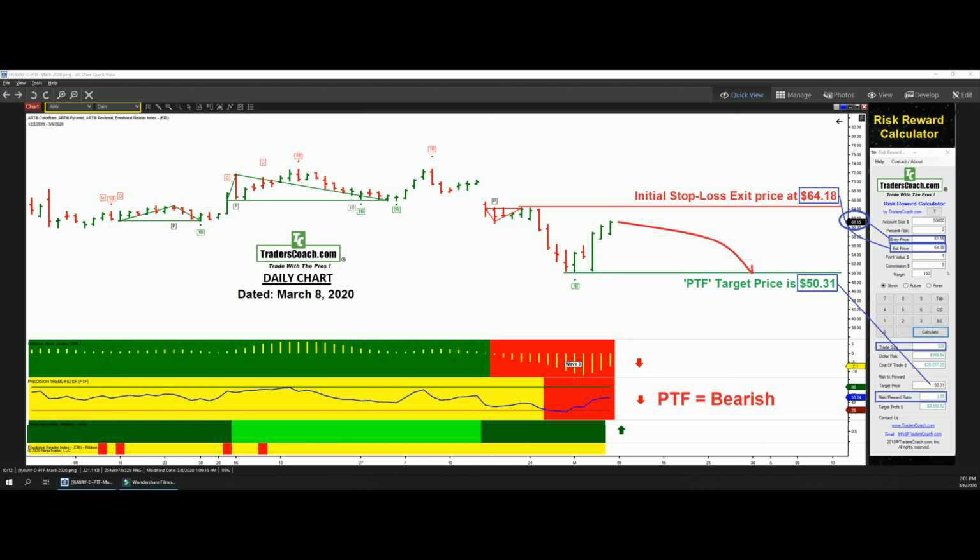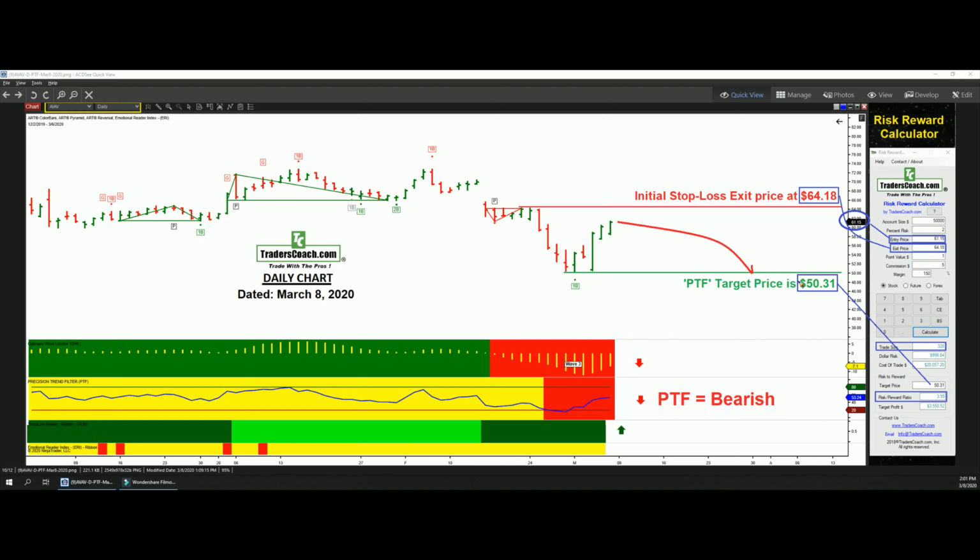What we want to pay attention to on this chart is that each price bar represents a full day of activity. This is a trade where we're going to the short side, maybe called short selling or selling this market. And it's a trade where we're going to use a variety of different software tools that we developed here at TradersCoach.com.